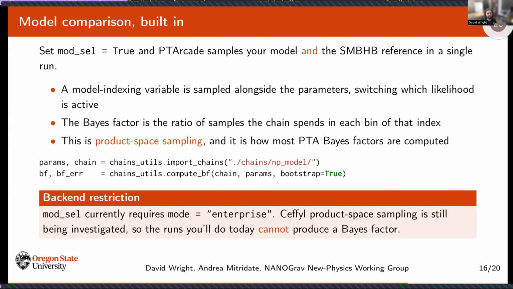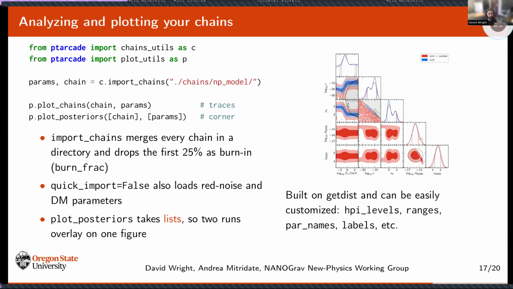So I'm going to skip over this because I'm going a little slow. After you have your posteriors, you can import the chains, those posteriors, and you can make plots. PTArcade has built-in plotting utilities. You can plot how your chains have converged, things like that. You can also plot these nice corner plots here on the right. This is from the new physics paper, and we're going to use this to plot posteriors in our tutorial today.